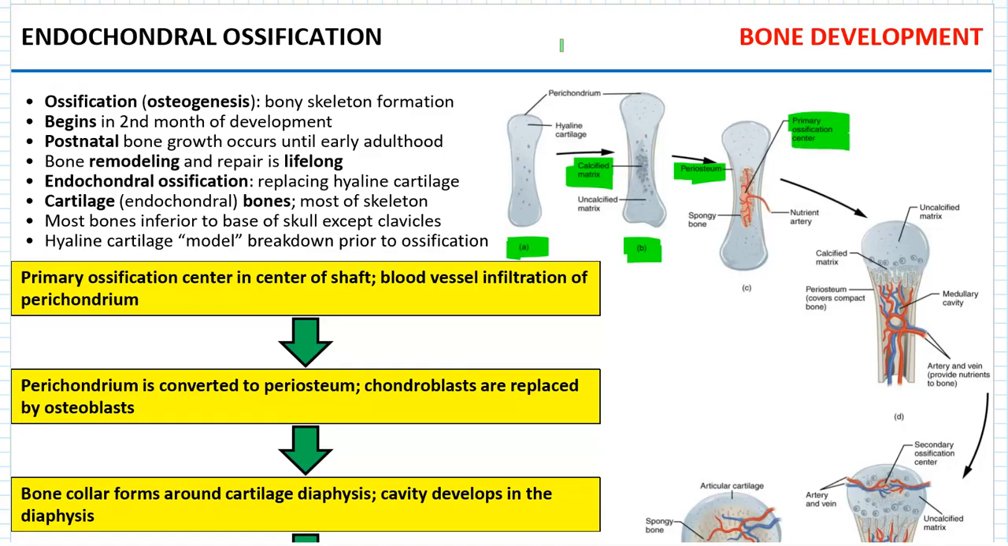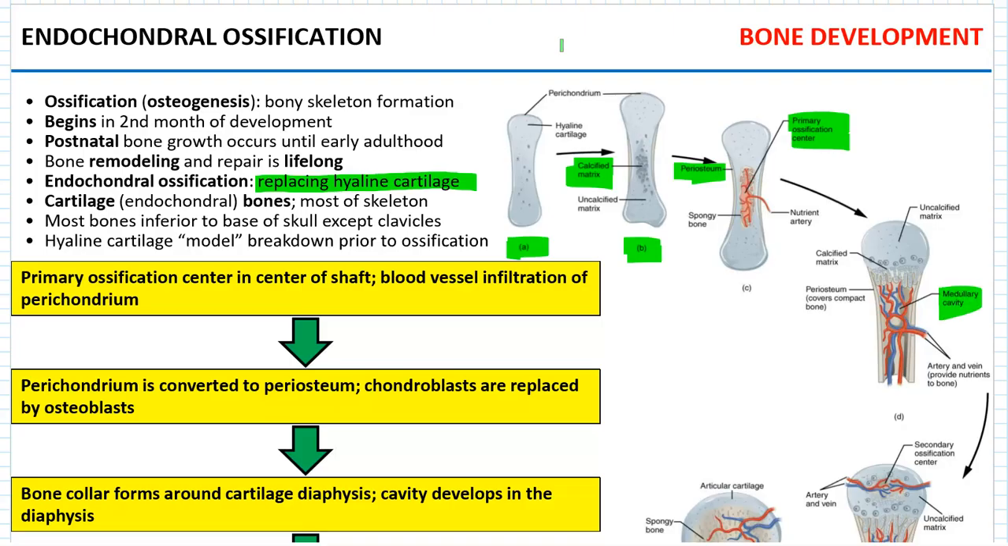Primary meaning first. In this primary ossification center, now listen very closely, hyaline cartilage is replaced. I can't stress it enough. Cartilage doesn't turn into a bone. Do you understand what I'm saying? Cartilage doesn't develop into a bone. Cartilage is replaced by the bone tissue. So we start with the primary ossification center.